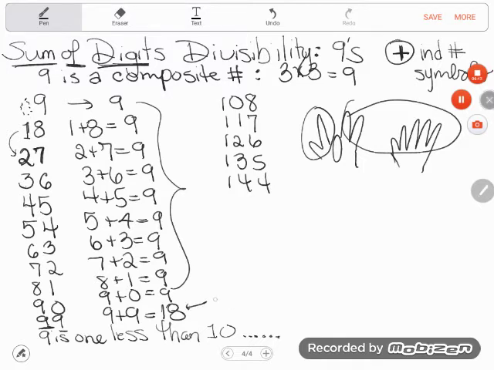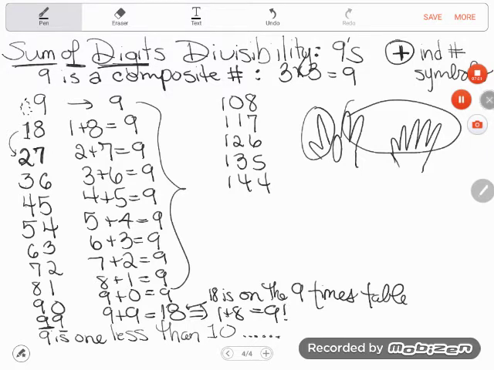Let's think about the number 18. First of all, 18 is on the 9 times tables. But second of all, guys, 18 is still 2 digits. If you really want to get it all the way to 1 digit, you could just keep adding those numbers. 1 plus 8, what do you get? Oh, look, 9. And we can keep going like that.